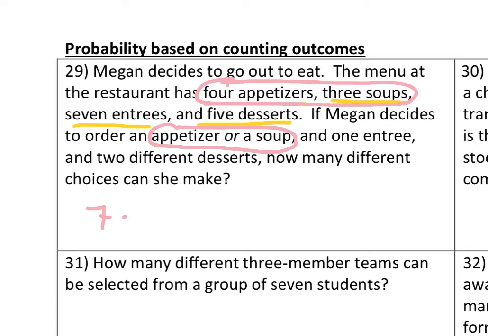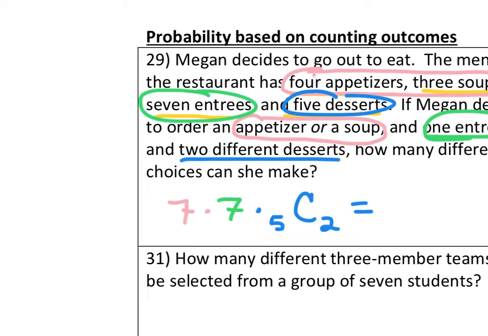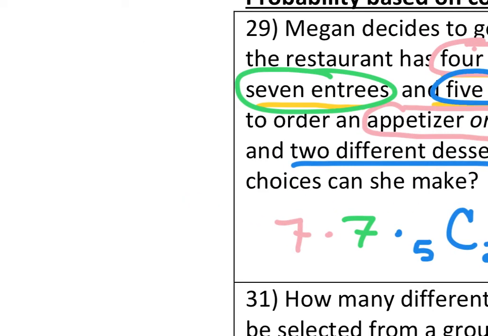So she's going to choose 1 entree, and there's 7 choices there that she can choose from. And then she's going to have 2 different desserts. And so for her desserts, there's 5 possible dessert choices, but she's going to choose 2 of the 5, but she wants them to be different. And so in your calculator, you can just multiply the 7 starters times the 7 entrees, and then times the combination, 5 choose 2.